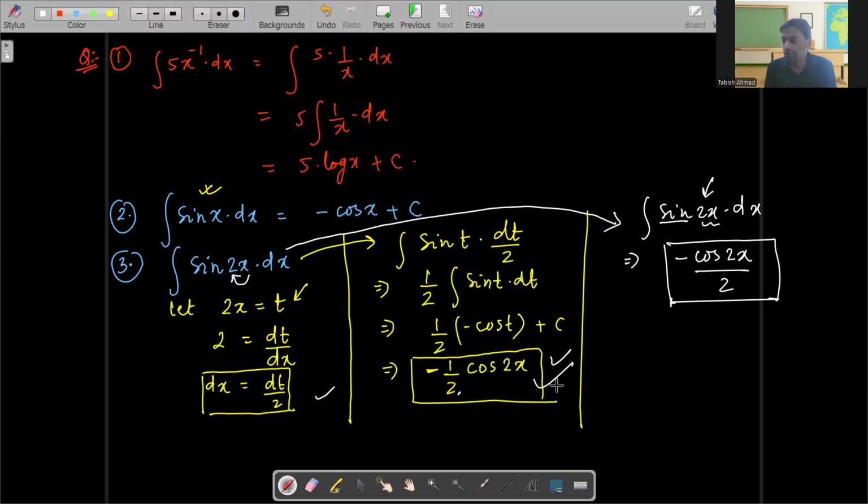Don't worry, you will be doing this question. One question is for you here, try that and see. This is question number 4: the function is given as 1 by 3 cos 4x. Integrate this with respect to x. What will be your answer?